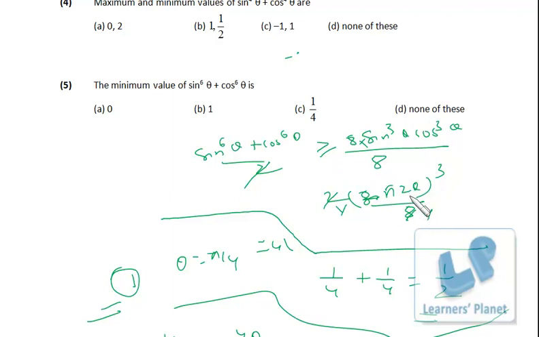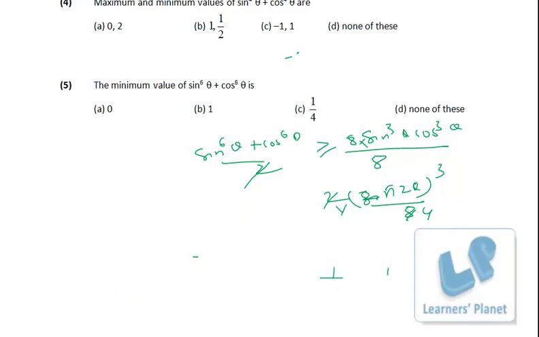So maximum value of sin 2 theta is 1, 1 cube is 1. So it's always greater than or equal to 1 by 4. So minimum value of sin^6 theta plus cos^6 theta will be 1 by 4, right? Maximum value of this expression will be 1 by 4 this side, and this expression is greater than or equal to this. That's why the minimum value of this expression will be 1 by 4.